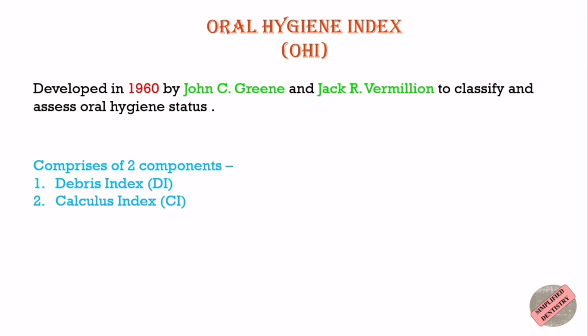Debris is a soft foreign material loosely attached to a tooth surface and it can be easily removed, whereas calculus is a hard deposit that is formed by mineralization of dental plaque on the surface of teeth and it cannot be easily removed. Now let's know about the method which is used to calculate the oral hygiene index.